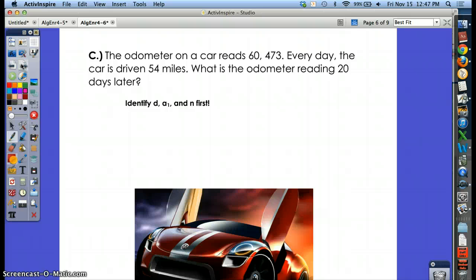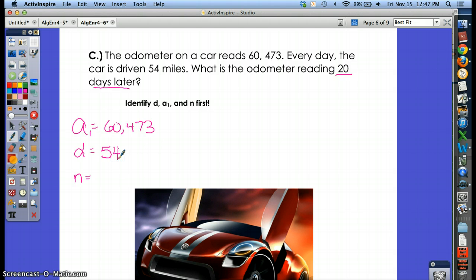So this one's a little tricky. This 20 days later is a little tricky. What is your A sub 1, your D, and your N? Take a guess here. Write those down for me. So A sub 1 is what you're starting with. We're starting with 60,000 miles, 473. The difference is what's changing. Each day the car is being driven 54 miles.